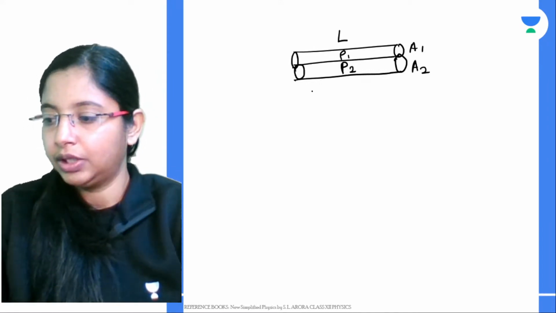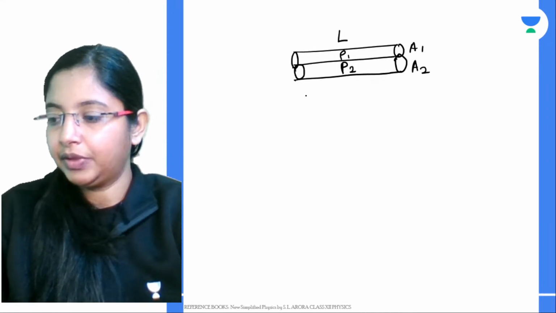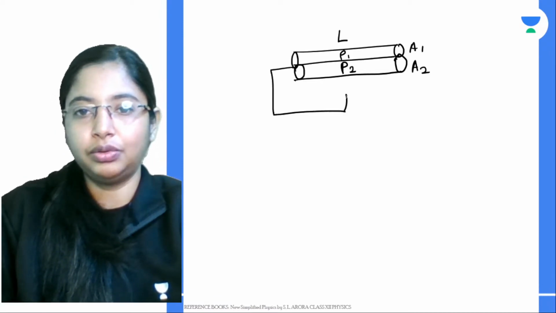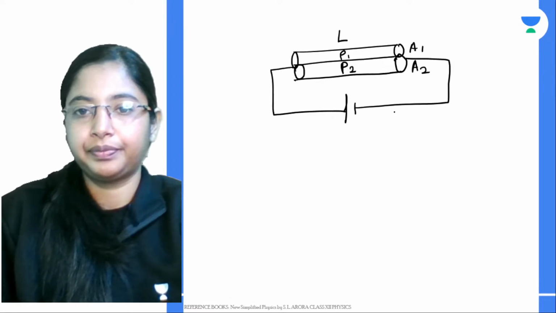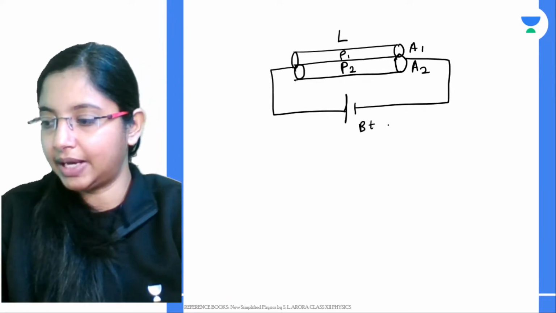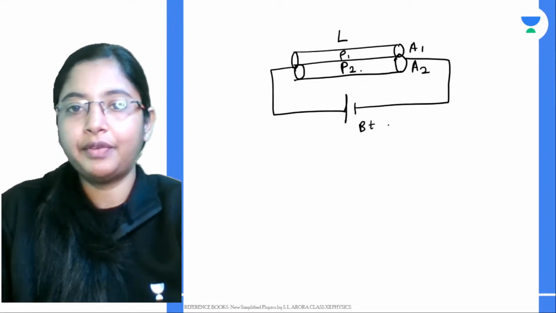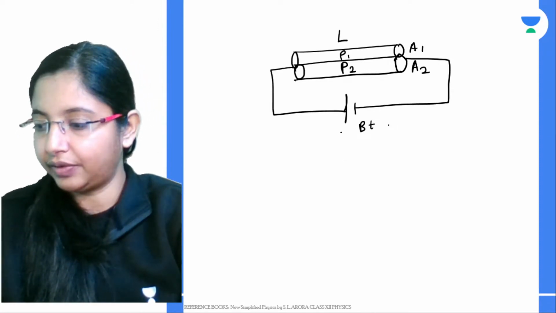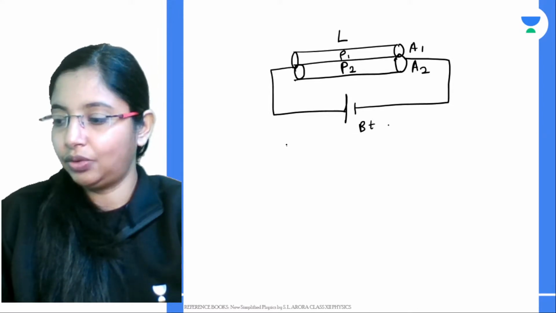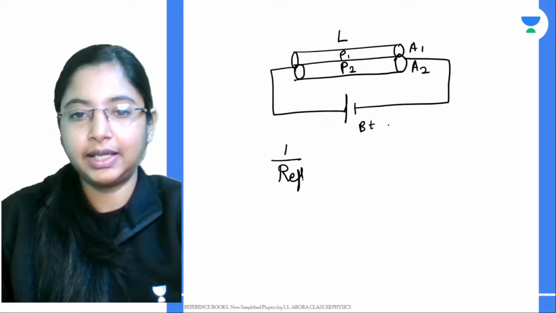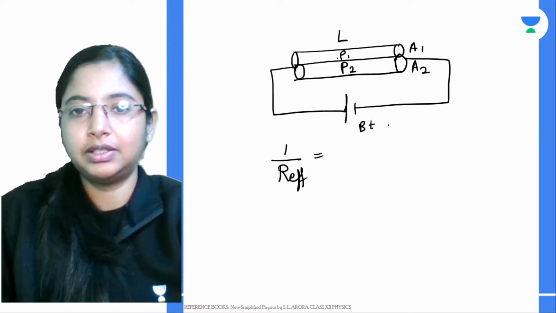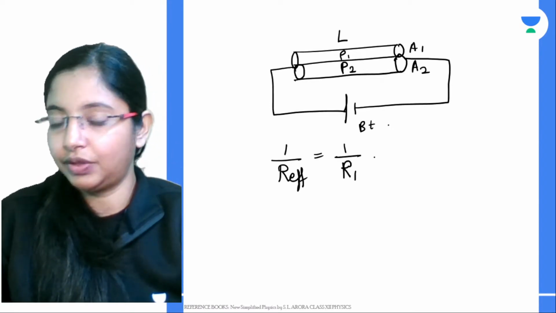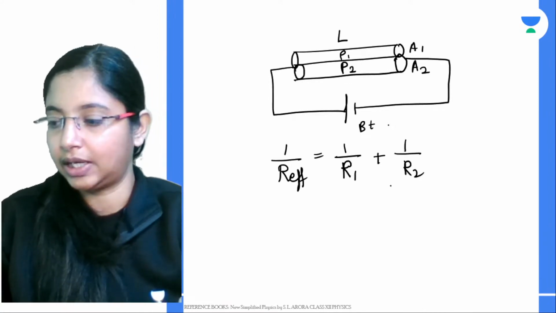Now let's say you are connecting a DC battery across these two. What will be the effective resistivity of this particular combination? In this case, we know the effective resistance is, since they are one after another, equivalent to a parallel combination. So that will be resistance for the first one by resistance for the second one.